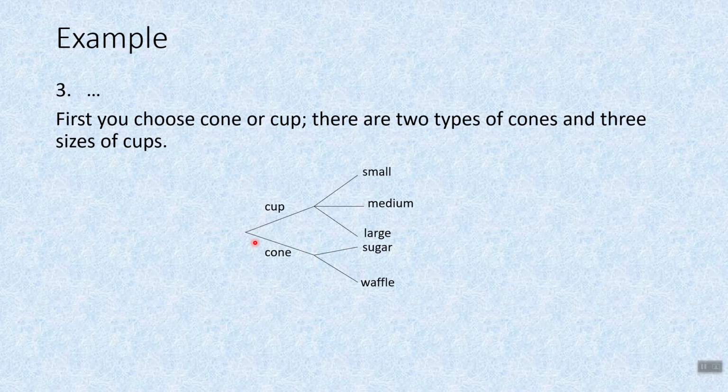So this is a decision tree. We start at the vertex, that's the beginning here, and we make a choice, cup or cone. At the second layer, if we chose cup, we have this series of choices, small, medium, or large. If we chose cone, now our decisions are sugar or waffle. And we can keep going.